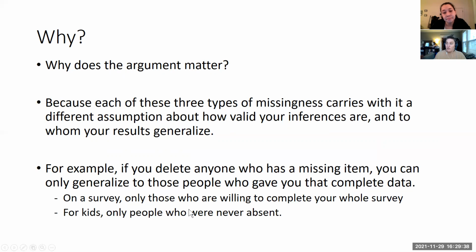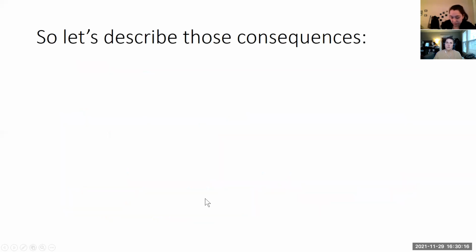So, for example, if you delete anyone who has a missing item, you can only generalize to people who gave you complete cases. If you're giving a 100-item survey to people and 50 people don't finish your survey and you delete them, then you are not generalizing to the population. You're generalizing to a population of people who are willing to sit for your 100-item survey. Or in our example about kids who are showing up to school, you can only generalize to kids who are showing up at school. So I'm going to describe those consequences a little bit more deeply next.